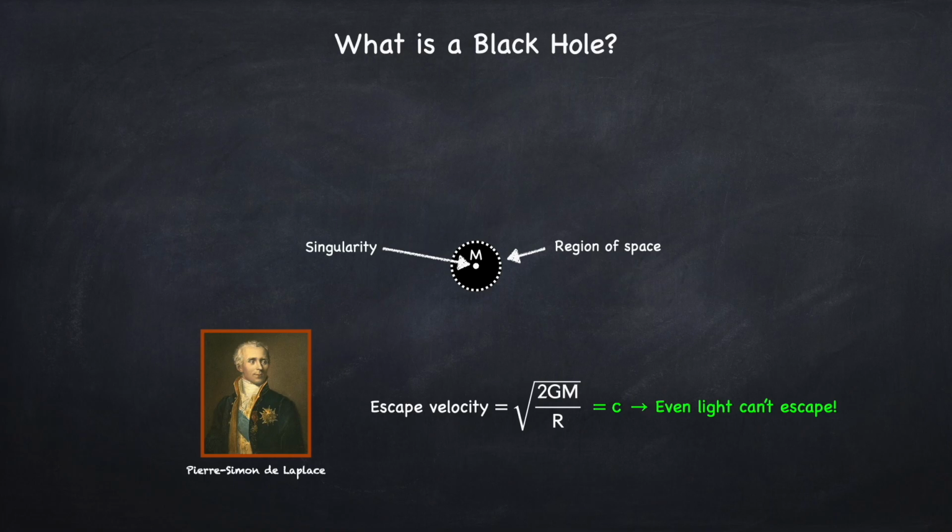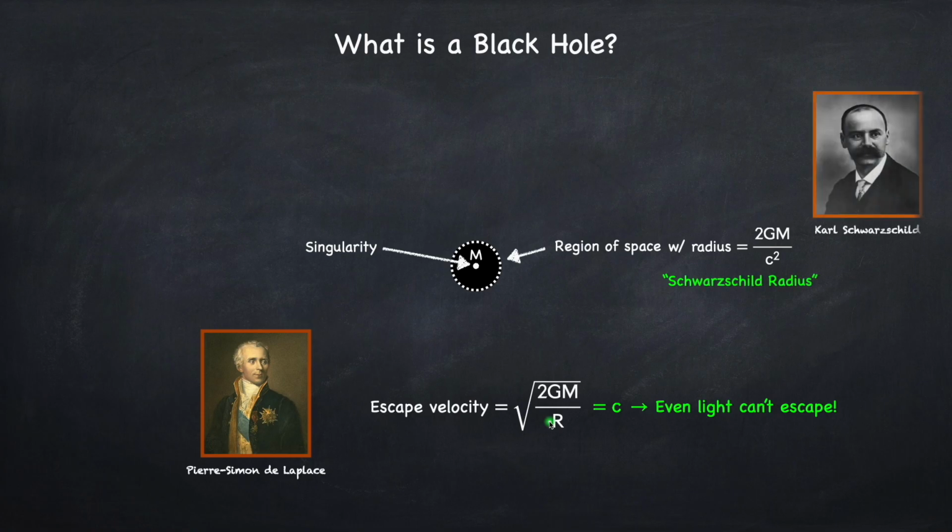The radius of this spherical region of space is equal to 2GM over c squared. This can be found by simply rearranging this expression for the escape velocity and solving for r. This radius is called the Schwarzschild radius, named after Karl Schwarzschild, who was credited as the first person to have predicted the existence of black holes by solving Einstein's equations of general relativity.